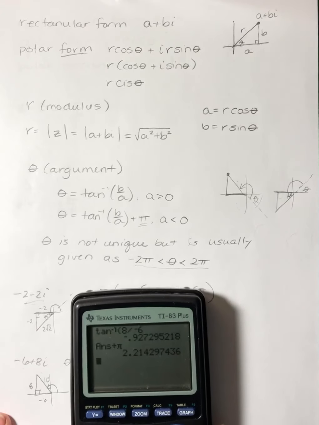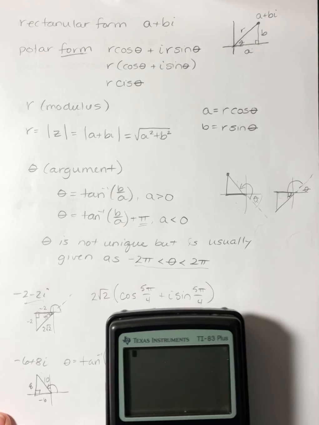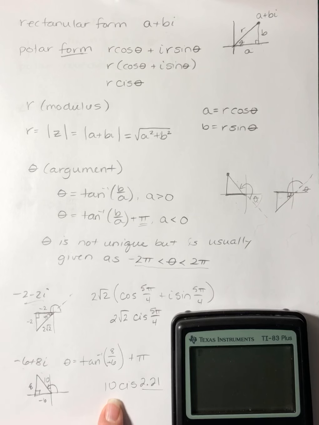And you can check your answer on these. So you can plug in 10 parentheses cosine of 2.21 plus i sine of 2.21, and you should get a negative 6 plus 8i.